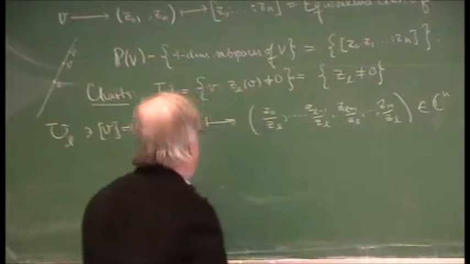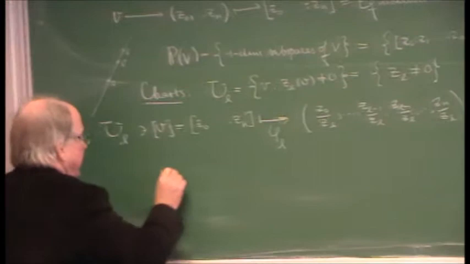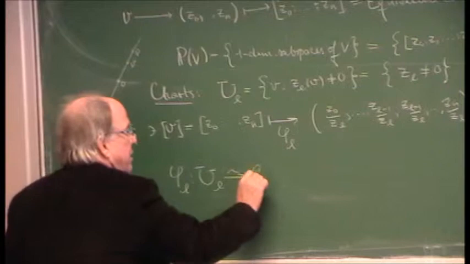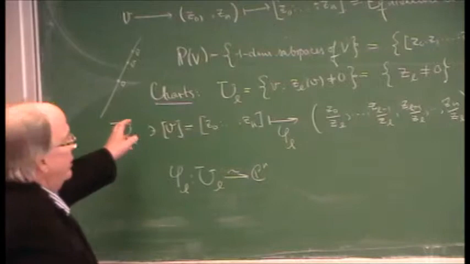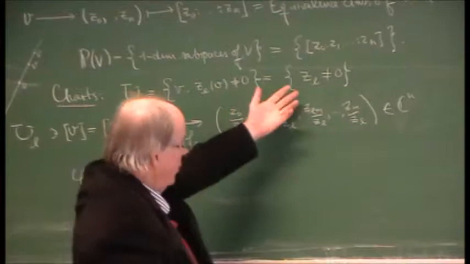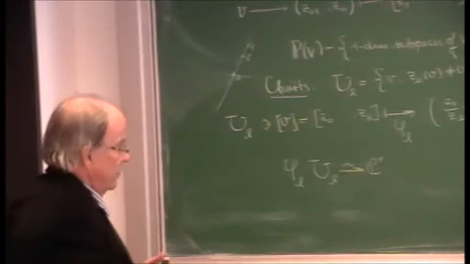This is a coordinate map, and we call this PL. And this identifies UL with Cn. It's a very, very big chart. The complement of it is where ZL is equal to 0. That's a very small set, and it's defined by the equation ZL equals 0, which is an algebraic equation. So the complement is closed in the algebraic sense.